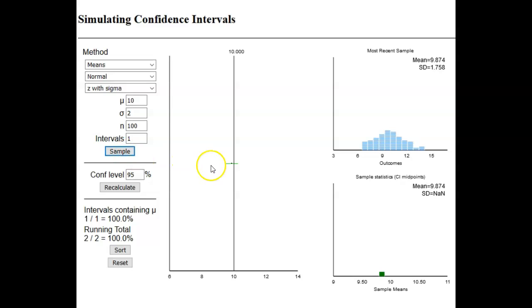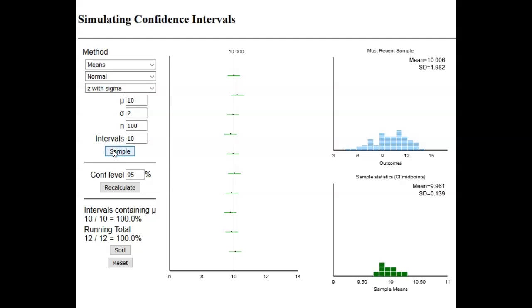Here we do another sample. We get a similar result here. The mean from our sample is a little less, 9.87, and we actually trapped the true population mean, which is 10, within our interval. So now let's start making more and more intervals. Let's do 10 intervals.